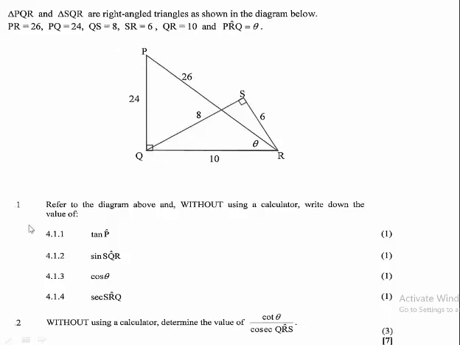So you get that. Number one says refer to the diagram above and without using a calculator, write down the value of the following: tan P. Remember, we're dealing with the right angle triangle. We have sine SQR, cos theta, we have sec SRQ. So now we must write these angles. SOHCAHTOA comes to my mind whenever I see right angle triangles.